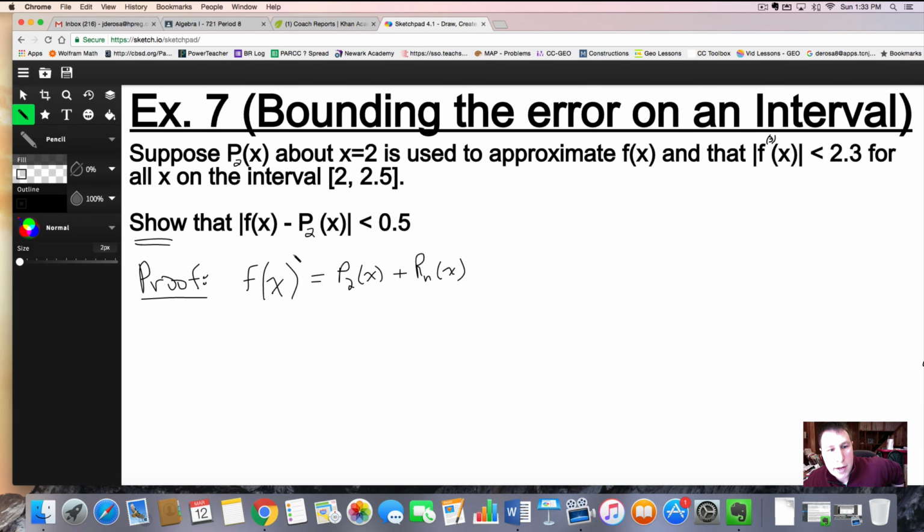Then we want to bound the expression f of x minus p2 of x. You can do a little rearranging here and recognize that that's another way to isolate the remainder term. So f of x minus p2 of x is equal to the remainder term. We can take absolute value of both sides, preserve equality, and that's what we have. So we can bound this, f of x minus p2 of x, less than 0.5, if we can show that the remainder term is less than 0.5. So let's get to work on the remainder term.